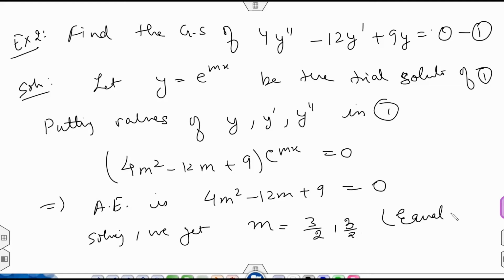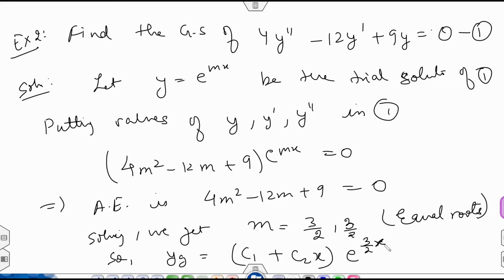These are equal roots, so this comes under case 2, where you have seen that if you have two equal roots, then yg will be c1 plus c2x into e to the power mx, and here m is 3 by 2. So this will be your general solution when you have equal roots. In the previous example you had complex roots, so it falls under case 3, and this falls under case 2. So this will be the general solution for this problem.